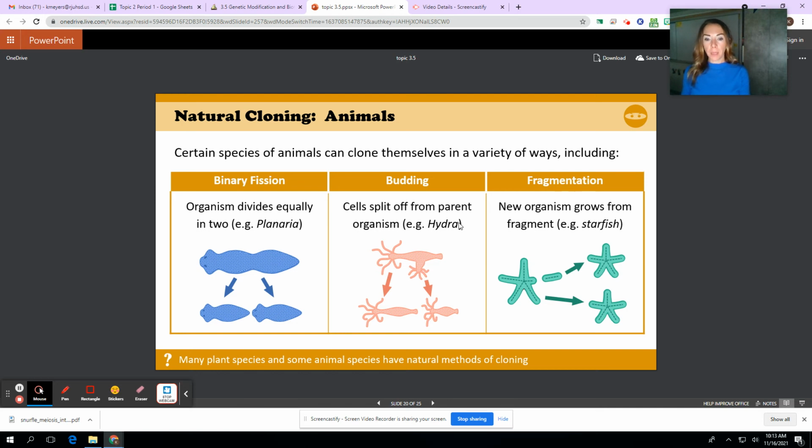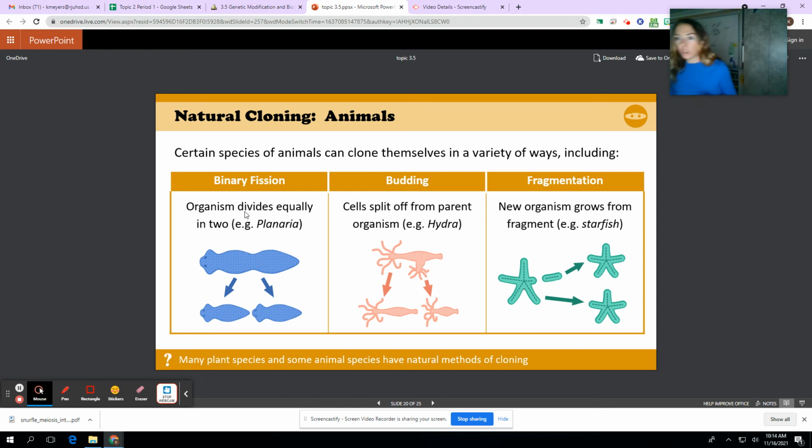So cut off the arm here, able to grow into this one and this one being identical. Hydras, maybe a little less familiar. They clone by a process called budding, which is when a cell splits off from the parent organism. So I've got this parent organism here, this little hydra-like arm splits off, and now I have two genetically identical hydras.